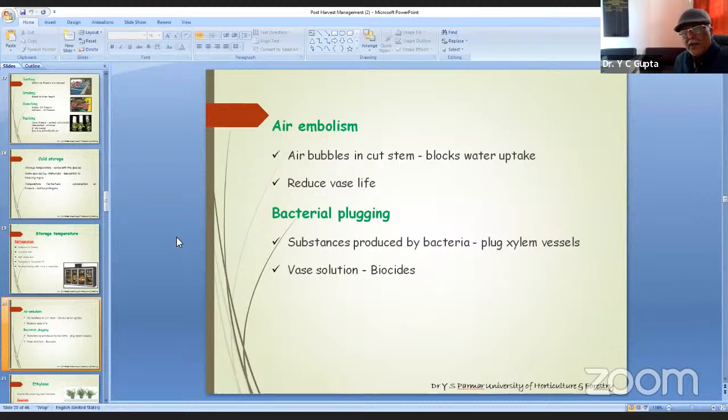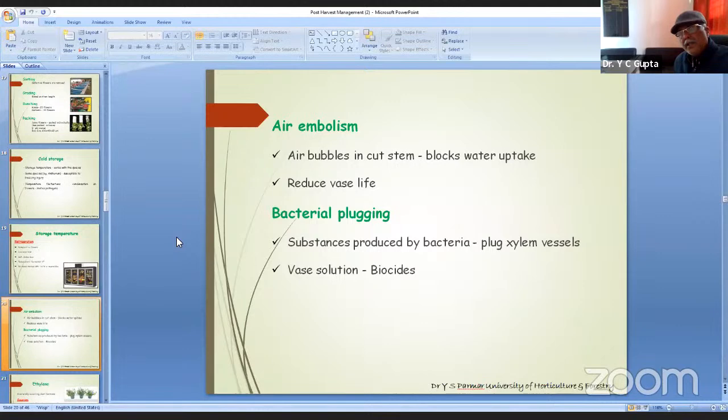This is called physiological plugging, and it is mostly seen when you are harvesting flowers, especially in dry conditions, when there is less irrigation facility in your polyhouses or in your open condition. This will reduce the vase life drastically.